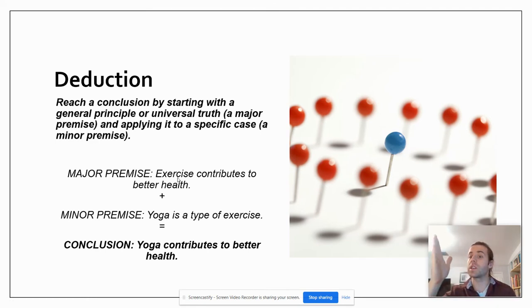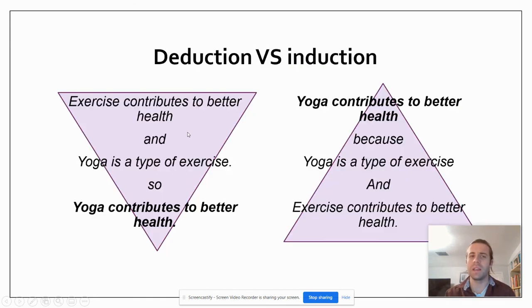And then I'm going to take a look at the specifics that kind of back that up to lead me to my conclusion. So if this major premise is true, exercise contributes to better health, and then this lesser idea that yoga is a type of exercise, well, then I can follow this line of logic from big idea, really broad idea, down to very specific idea that yoga contributes to better health, because yoga is a type of exercise. It helps me to view these as kind of like narrowing or broadening pyramids.